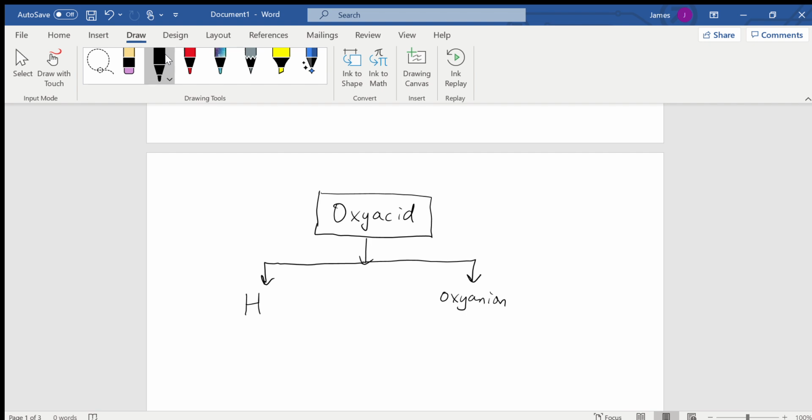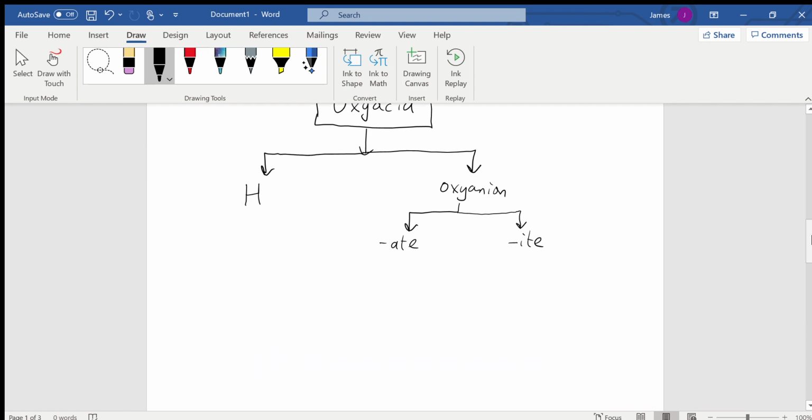An oxyanion typically will have one of two suffixes. It will typically have either the suffix -ate or the suffix -ite, where the -ate has one more oxygen than the -ite. We'll see some examples in a second. If you have an oxyanion that has an -ate, then you would do the following.